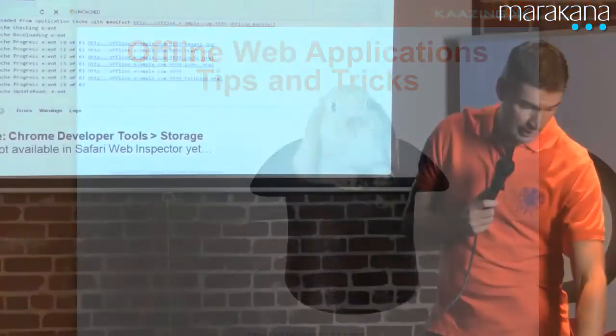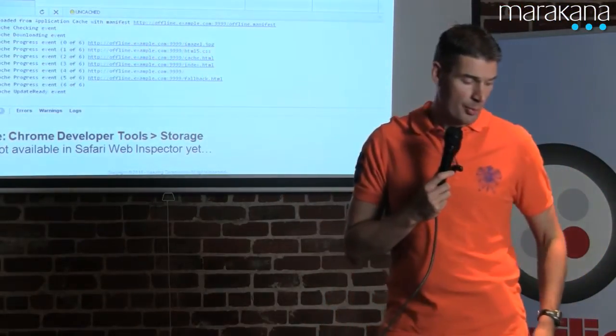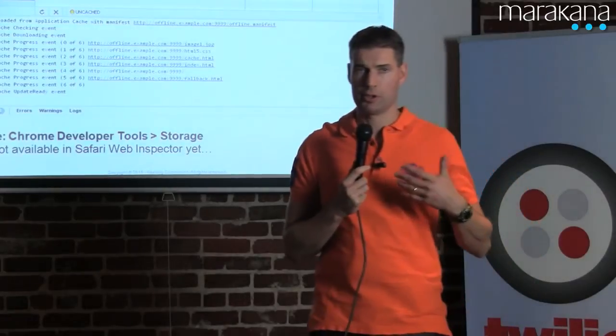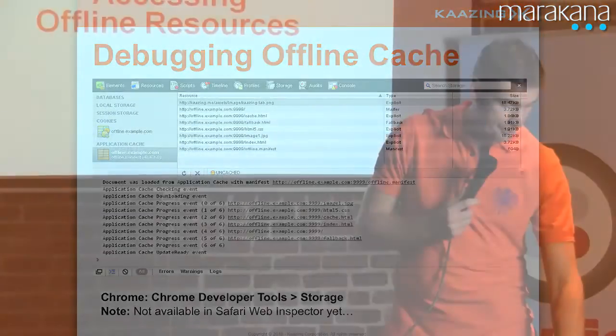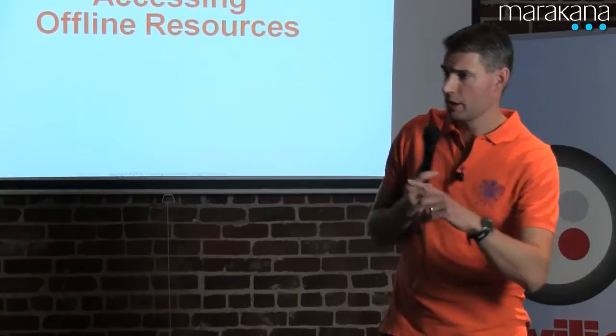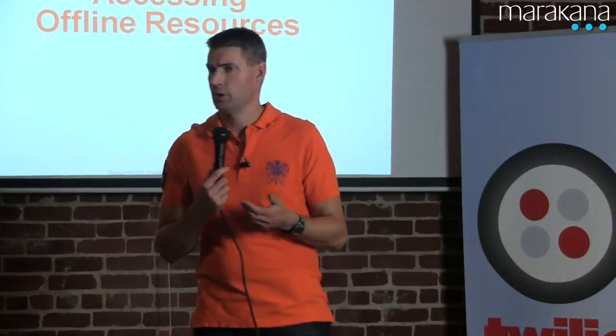So we looked a little bit at the debugging part of it. Like I said, the Chrome developer tools have an option to go into the storage panel, look at exactly what's in your storage, and you can really dig into it. And somebody asked the question, where are these files located? I think you said, where's this offline manifest located?